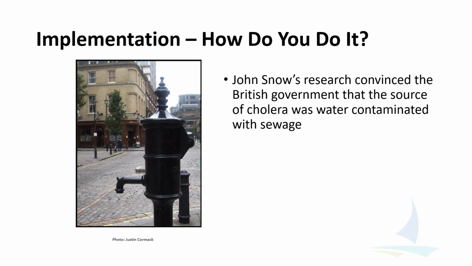Using the final step of the public health approach, Snow implemented the intervention by removing the handle from the Broad Street pump so no one could continue to draw water from the contaminated water supply. After a long battle with the politicians and water companies, he finally convinced the British government that water contaminated with sewage was the source of cholera and other diseases, which resulted in the implementation of policies and laws for water sanitation.